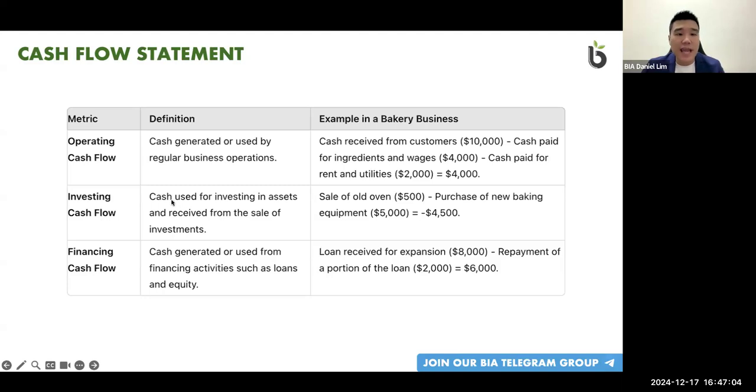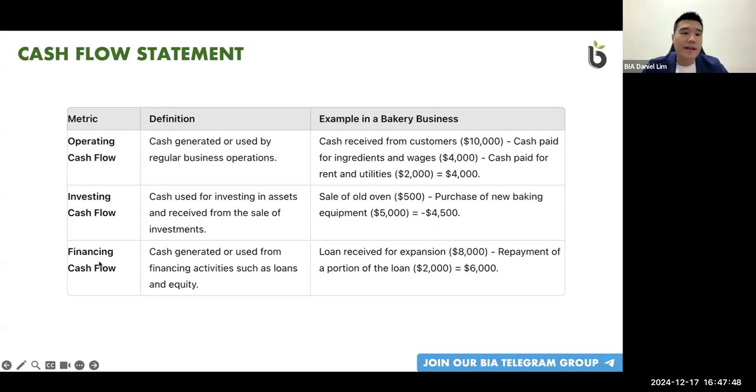This is where I record the cash used for investing in assets, or the cash that I receive from my investments. Let's say, for example, in the company, I sell off my old oven, so I get 5,000. And then I also purchase a new baking equipment because I'm investing in my business further, and I need to spend 5,000. So in short, I receive 500, and I need to buy new baking equipment as an investment, and that's why it's a negative 4,005. Generally, investing cash flow is always negative, because we are pouring out money. We're investing in our own business.